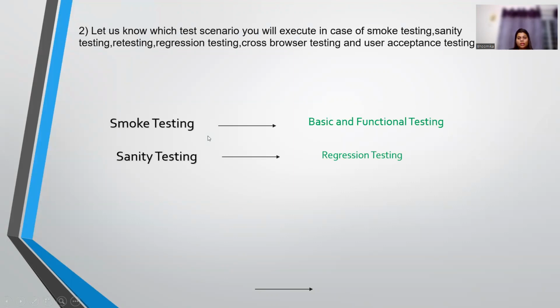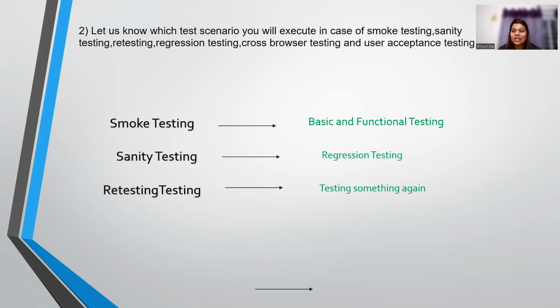Sanity testing is nothing but the regression testing. Regression testing is what? I'll come to the next. Regression testing is nothing but doing the test again and again to check if it is proper. But what is properly regression testing? I'll be taking you next to retesting.